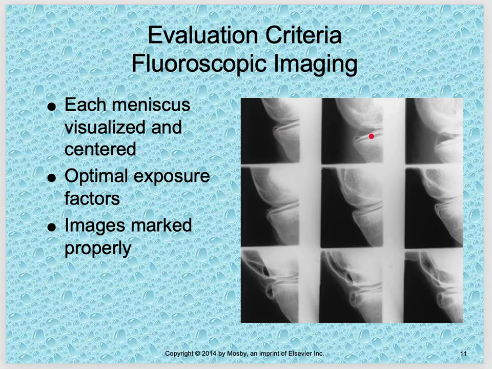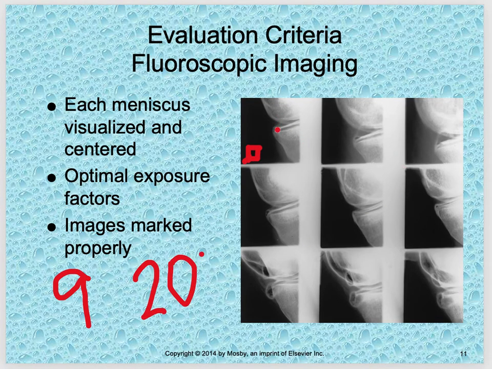So the way they used to do it was evaluation criteria, the fluoroscopy imaging, each meniscus is visualized, and you can see here and here and here the meniscus all the way through. So optimal exposure factors, and then images marked properly. So you would have your marker, more than likely it would be down on this, the lower side here, while you're taking these images. And there's 9 images, so this is something to remember. So 9 images, each 20 degrees apart from one another, okay?